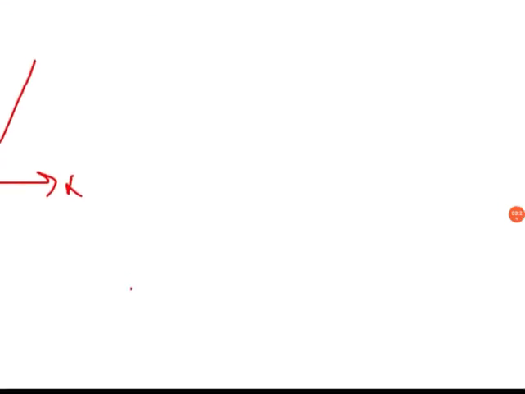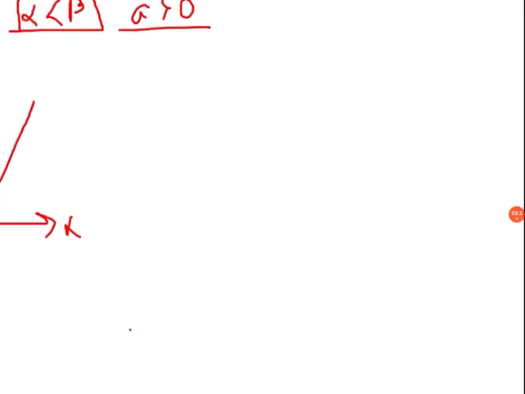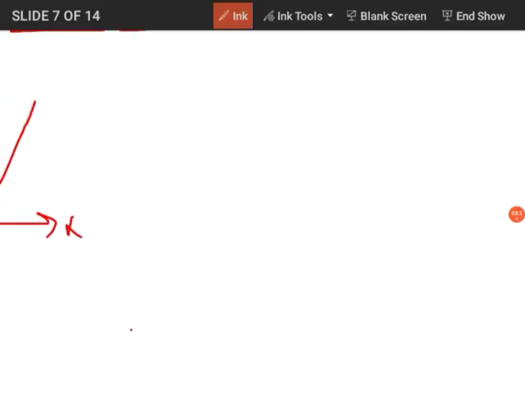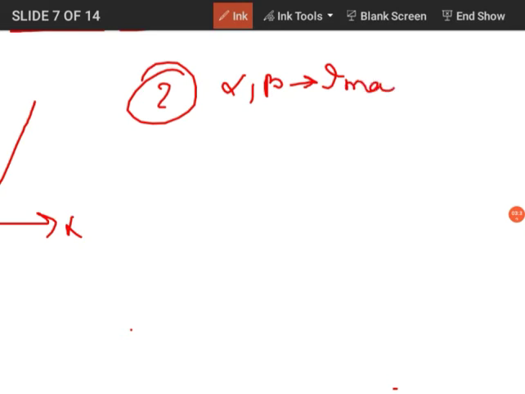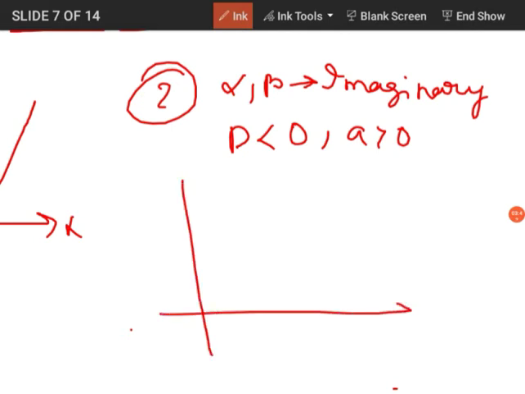Now let us move on to the second graph, that of roots being imaginary. So alpha and beta are imaginary, and the discriminant is less than 0, and again we are drawing for a greater than 0. This graph is something like this. See, the graph doesn't cut the x-axis, so the roots are imaginary.